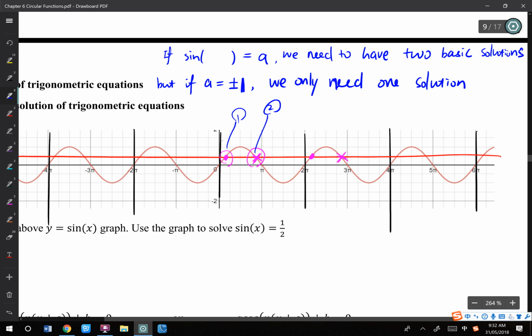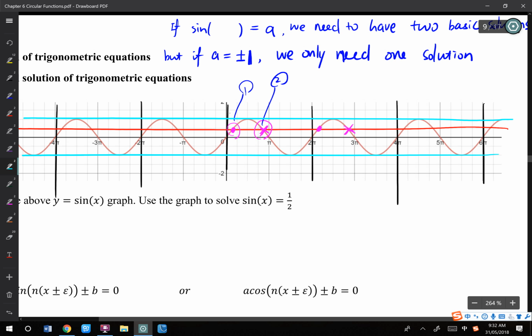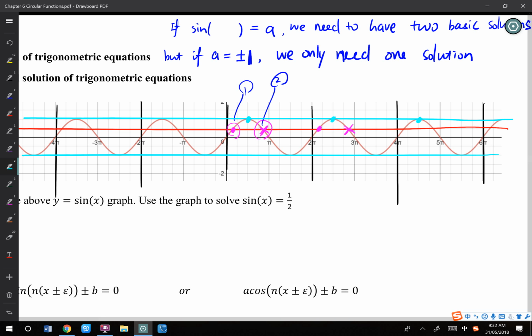y equals 1 or -1 only needs one solution, because if you sketch the line sine something equals 1 or sine something equals -1, you can see those two lines. In each period, there's only one intersection. So for sine x equals 1 or sine x equals -1, in every period I can only find one solution. So that's why we only need one solution to start with.